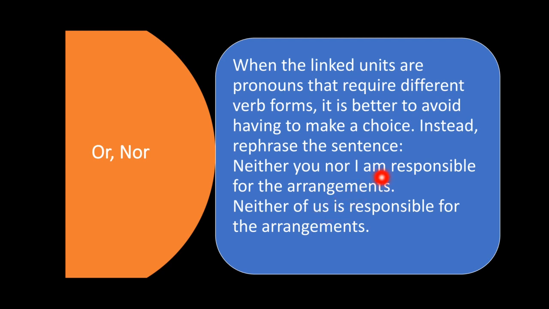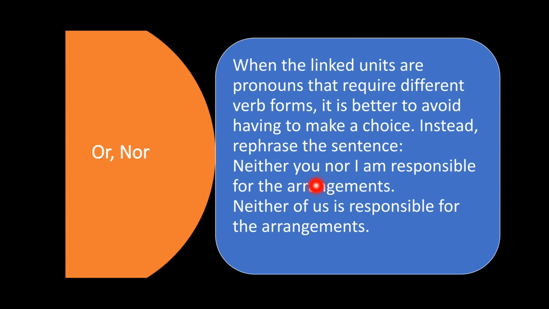Because some people may say that are should come, and some will say no, am should come, because here we have pronouns, right? Neither you is also a pronoun, and I is also a pronoun. So what should come here? Are, because are is also correct, and am is also correct. So that's why it's better to rephrase to clear the ambiguity and confusion and say neither of us is responsible for the arrangement.